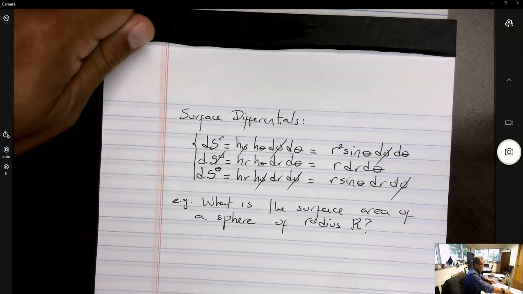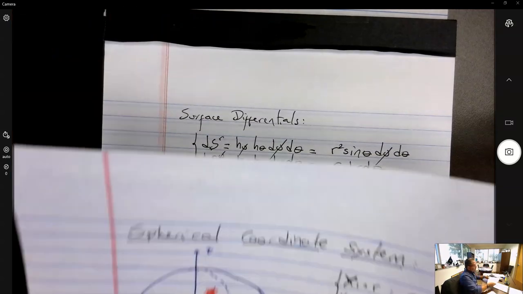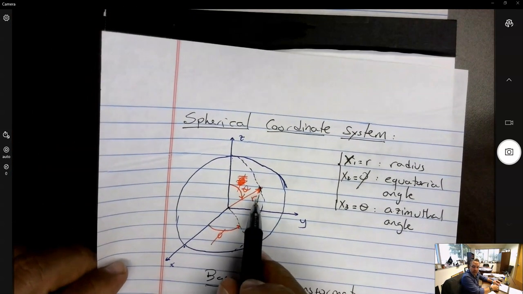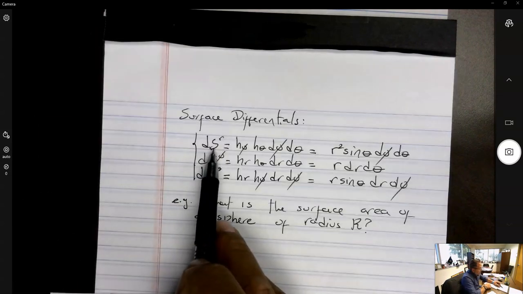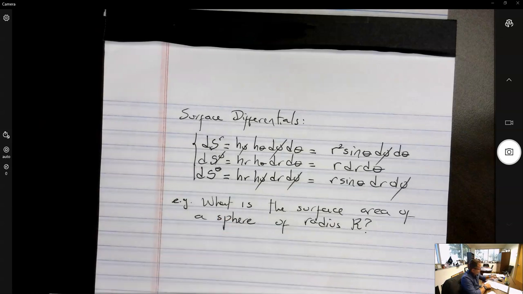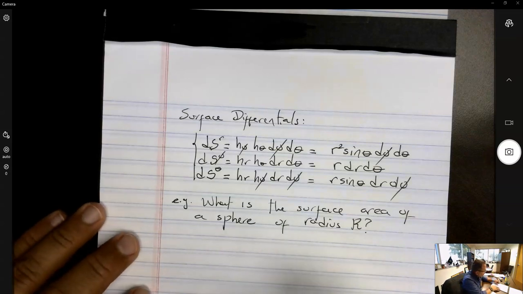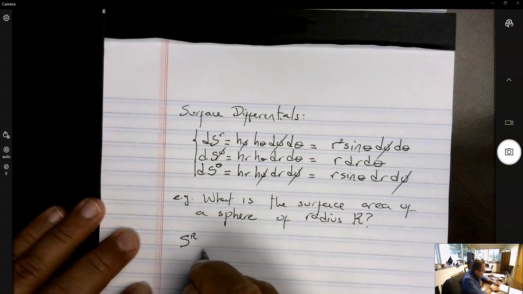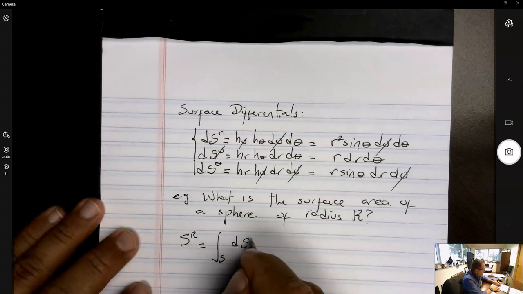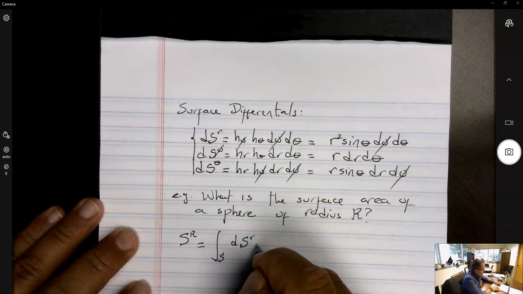What is the surface area of a sphere of radius r? So what we'll be doing is, at r equal big R, integrating this surface differential, dS_r, about all the angles, all the possible azimuthal and equatorial angles. So the surface of a sphere of radius r is equal to the integral over the surface dS perpendicular to r. Differential surface perpendicular to r.